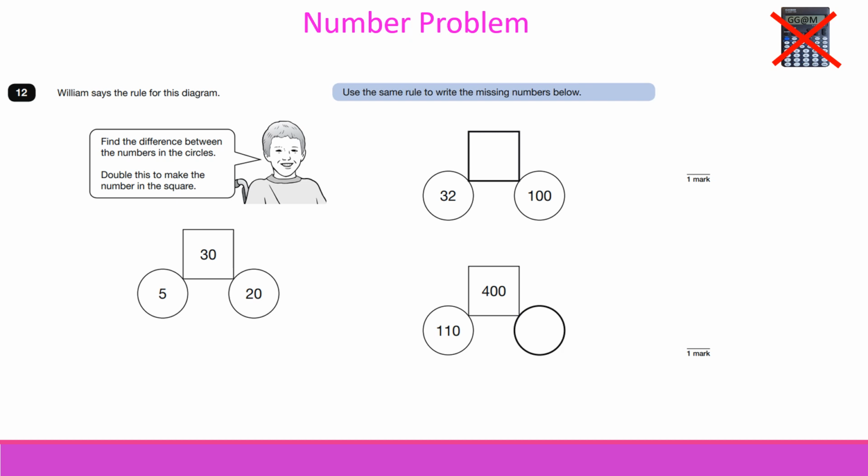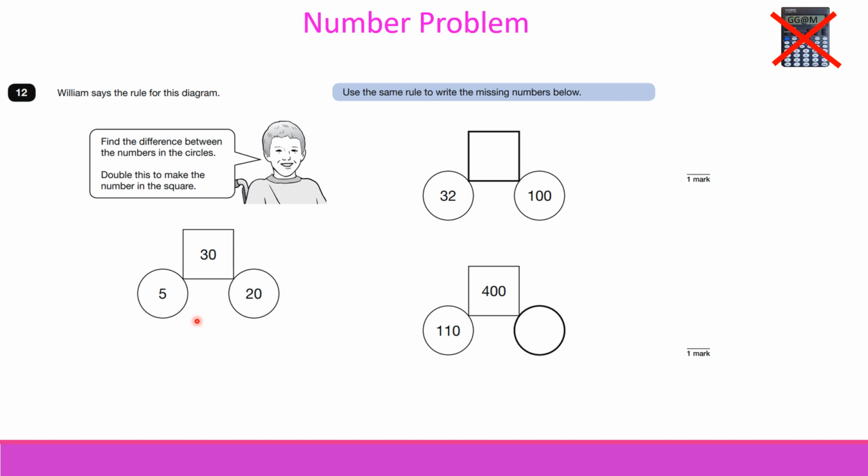This is a number problem, and there are a few words on this question, so you need to make sure you read the words carefully so you understand exactly what you have got to do. So you've got a little boy here, and he says he's got a rule for the diagram. So you can see in the diagram you've got 2 circles and you've got a square in the middle.